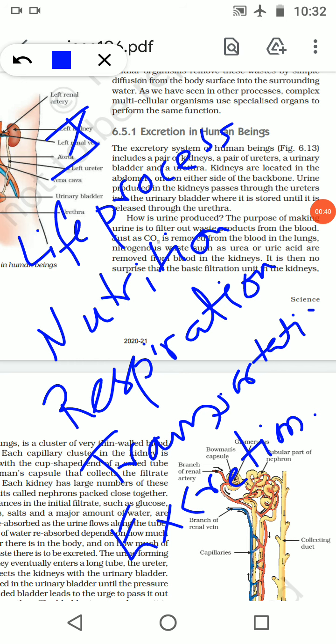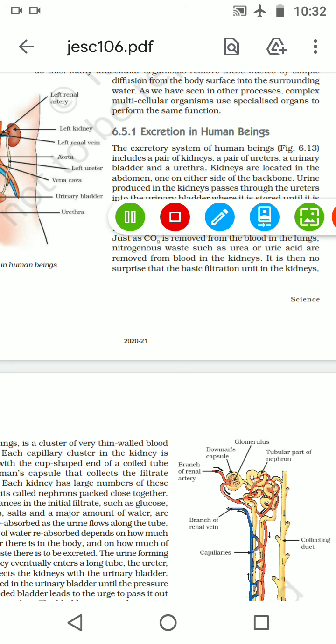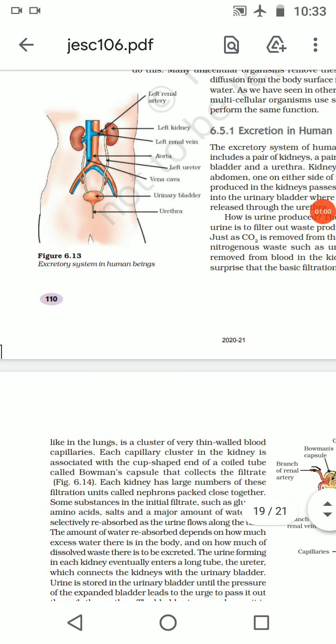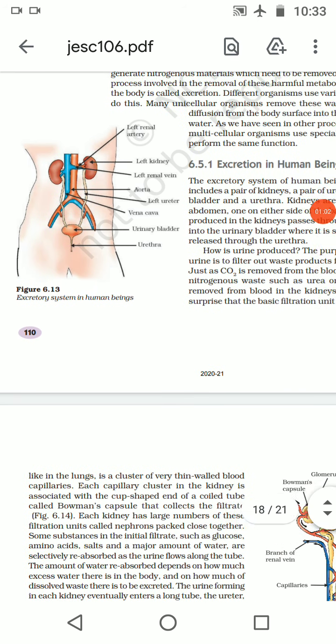When we talk about the excretory system, it is the removal of waste, and the organs responsible are the kidneys, ureters, then a urinary bladder and a urethra. The kidney is located in the abdomen. You see, the kidney is located in the abdomen here.